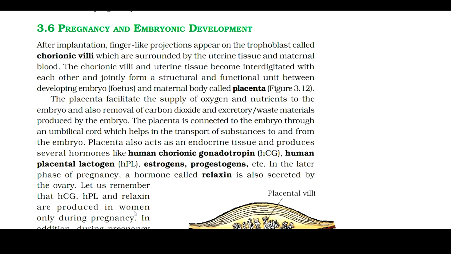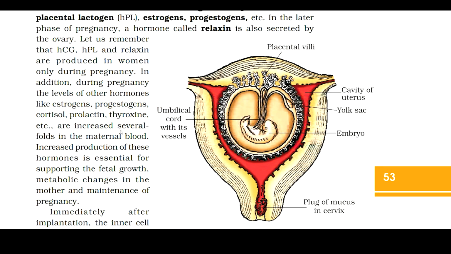In addition, during pregnancy, the levels of other hormones like estrogen, progesterones, cortisol, prolactin, thyroxine, etc. are increased several folds in the maternal blood. Increased production of these hormones is essential for supporting the fetal growth, metabolic changes in the mother, and maintenance of pregnancy.